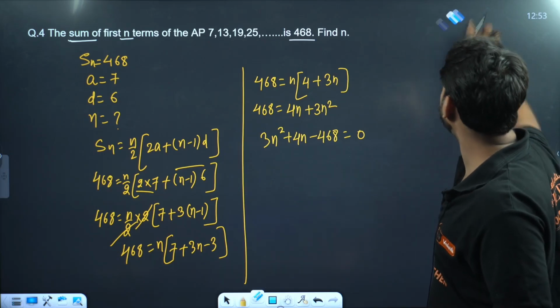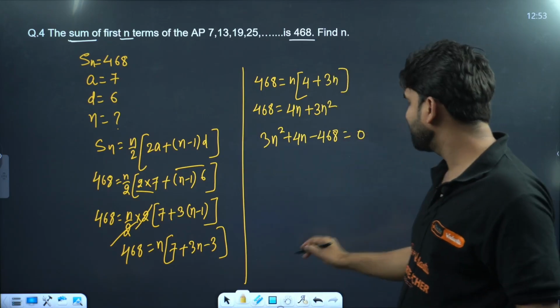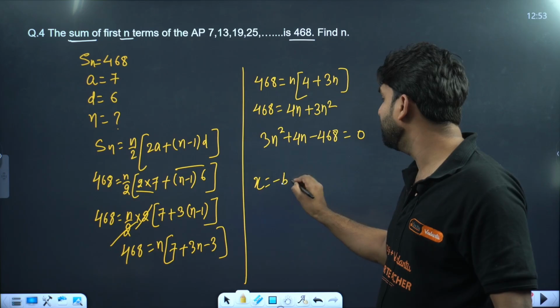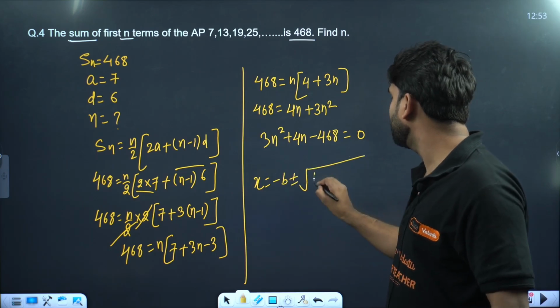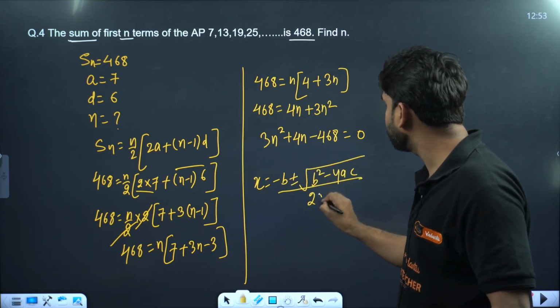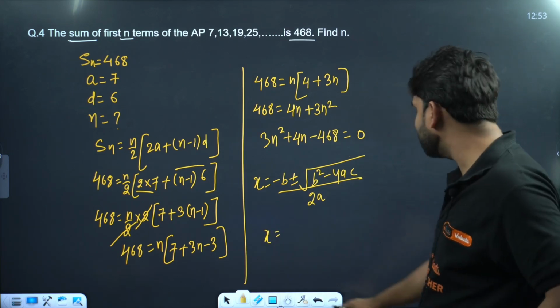If we are not getting the perfect pair, we can get the perfect pair from LCM, but it will be taking a lot of time. So let's apply. I hope you remember the formula. x is equal to minus b plus minus under root b square minus 4ac divided by 2a. Right? So x is equal to here, x means n.